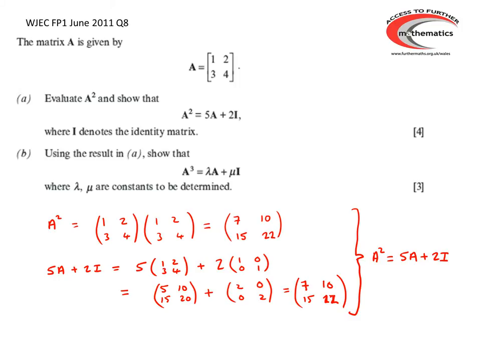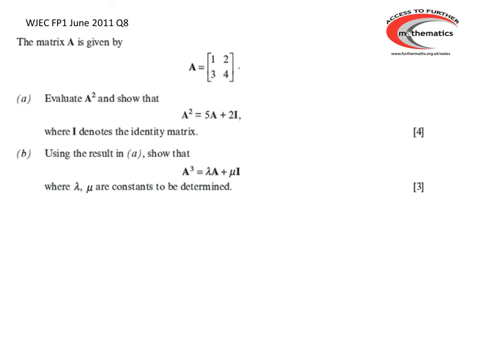So if we move on to the next page now, we are now asked to use the result in part A to show that A cubed must be the same thing as lambda A plus mu I. Well, we know that A squared is 5A plus 2I. So A cubed is A times A squared. So that's the same thing as A times 5A plus 2I.